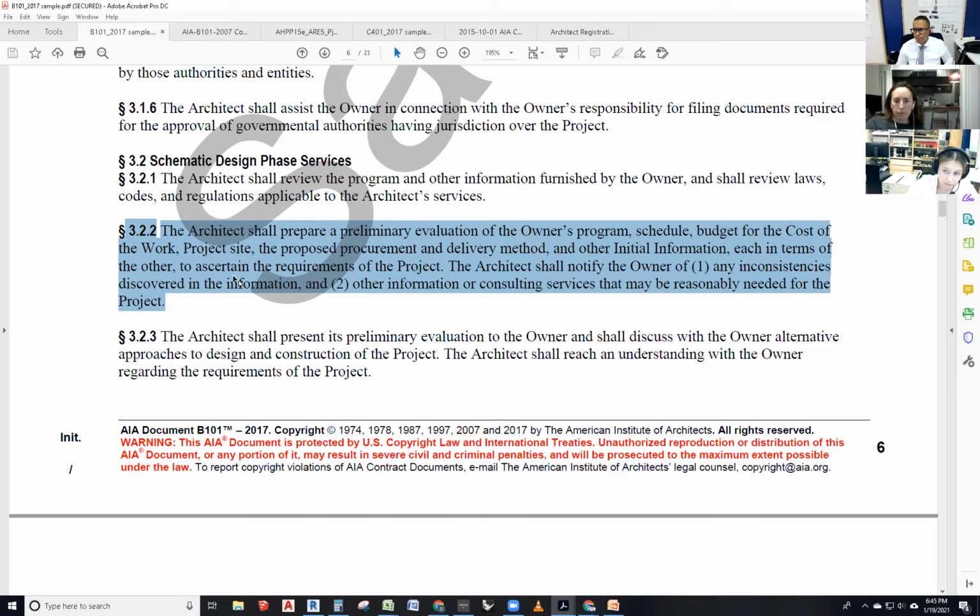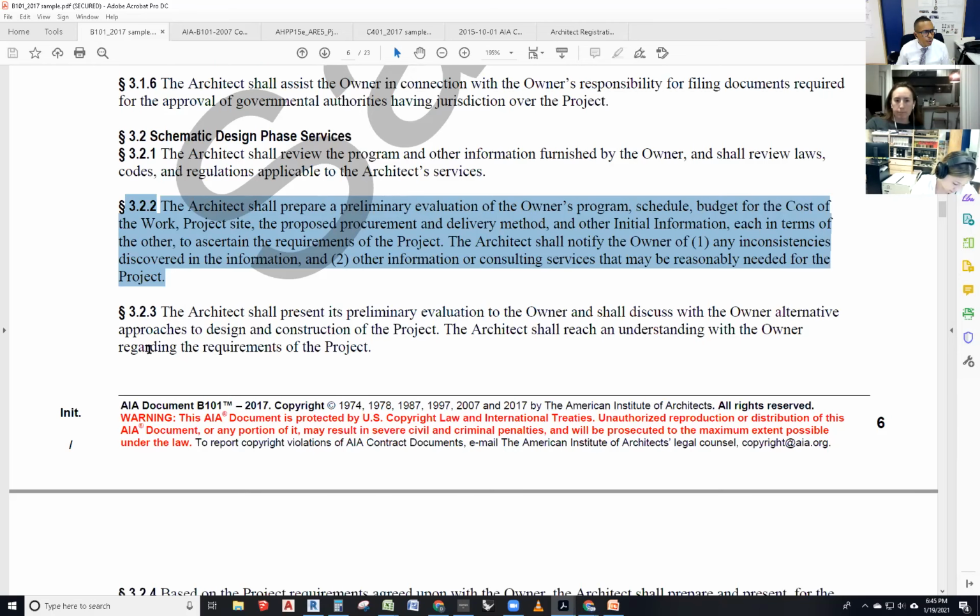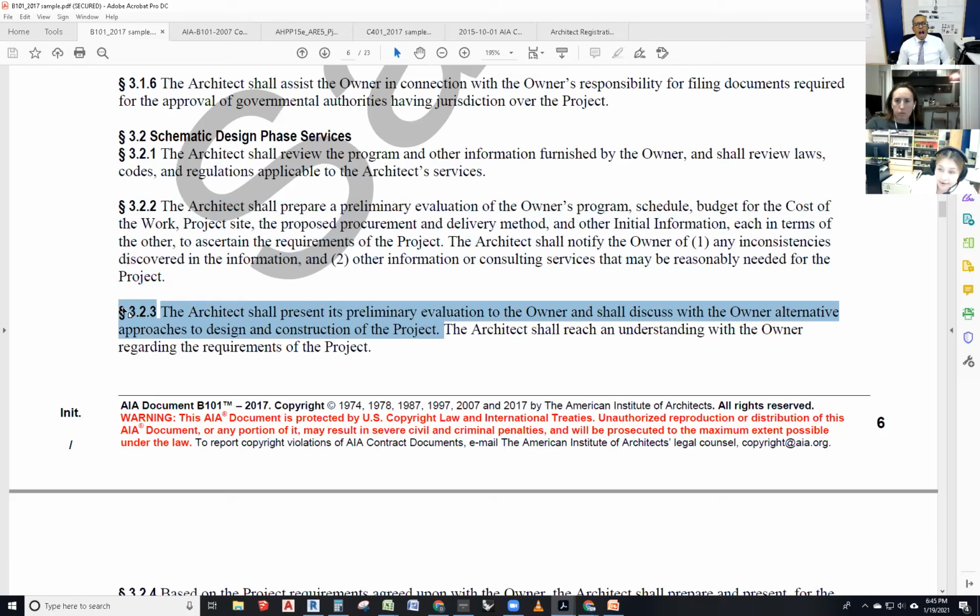Does this make sense? So then section 3.2.3 says the architect shall present its preliminary evaluation to the owner and shall discuss with the owner alternative approaches to design and construction of the project. You've already looked at it cohesively, right? Step 1, 2, and 3, right? You create your evaluation. You sit down and have a meeting with the owner and say, hey, listen, after evaluating all of this, you may even make a recommendation that they need a fast track delivery method because you've already looked. And you know how it says in terms of each other.